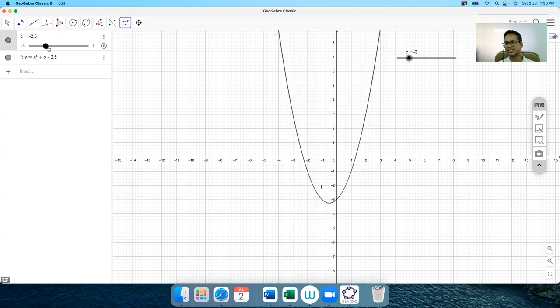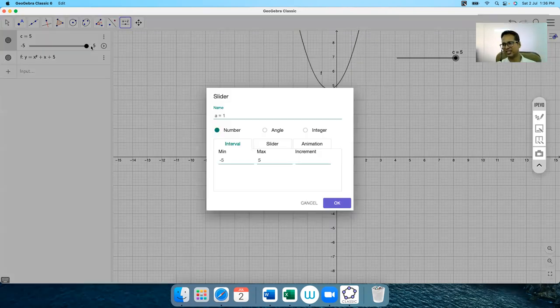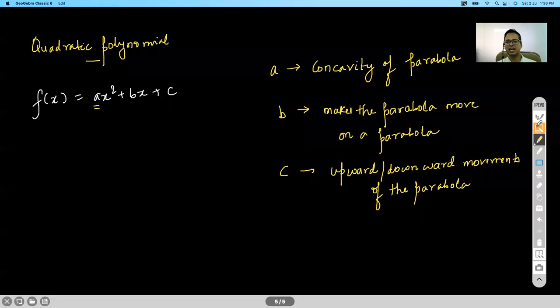It is not dancing, just like it was dancing in B like this. In this case, it is just moving up or down. So I hope the idea behind how A, B, and C are influencing the parabola graph should be clear to you now. Is it fine?